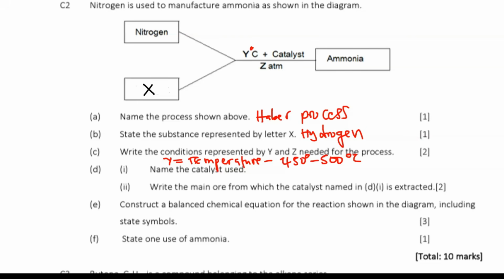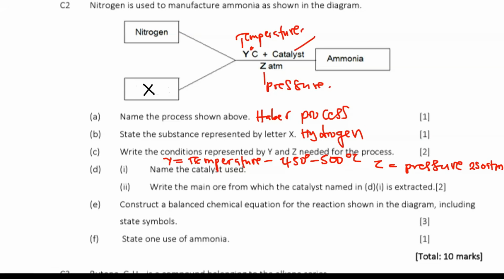Then of course Z, as you can see, atm. So Z, atm, is pressure. Pressure of around 250 atm. That is the pressure. So the two conditions are the temperature here, and here we have pressure. So these are the conditions.